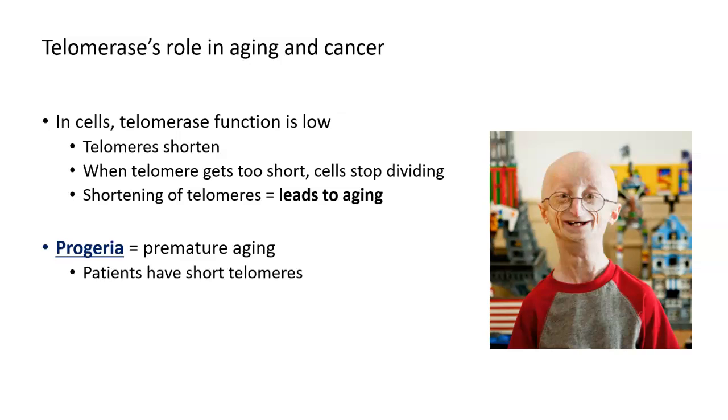There are some conditions of premature aging where patients are already born with short telomeres. These premature aging syndromes are called progerias, the "ger" being like geriatrics, a type of medicine for older patients. This individual patient here with progeria is around 16 years old, but you can see they present much older.